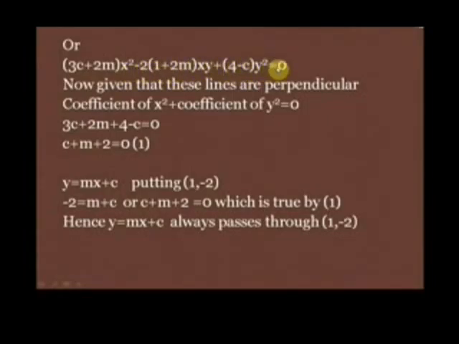Now the lines represented by this equation are perpendicular if the coefficient of x² plus the coefficient of y² is equal to 0. So 3c + 2m + 4 − c = 0, or c + m + 2 = 0. Now the equation of the chord is y = mx + c. If I put (1, −2) into this equation, I get c + m + 2 = 0, which is actually true by equation number 1. Hence I can always say that y = mx + c passes through the point (1, −2), which is a fixed point.